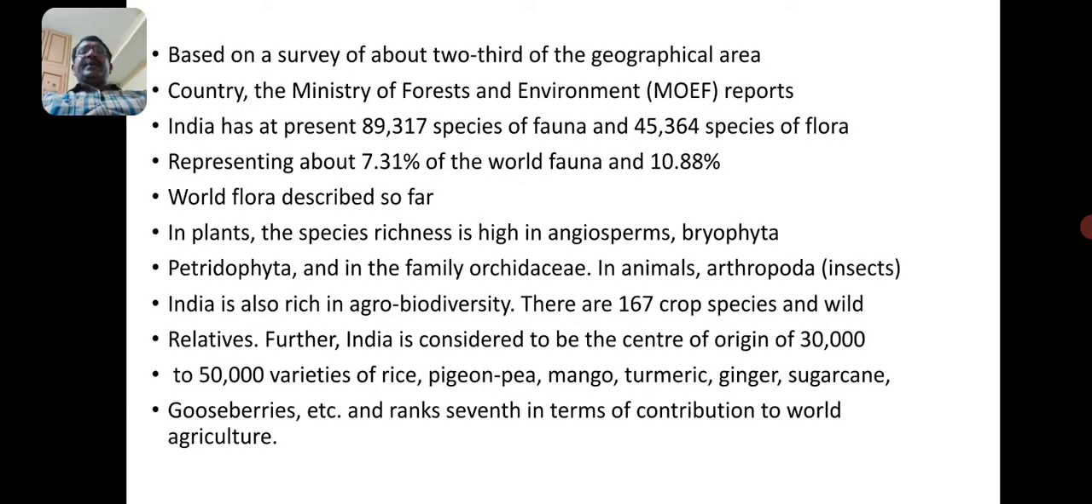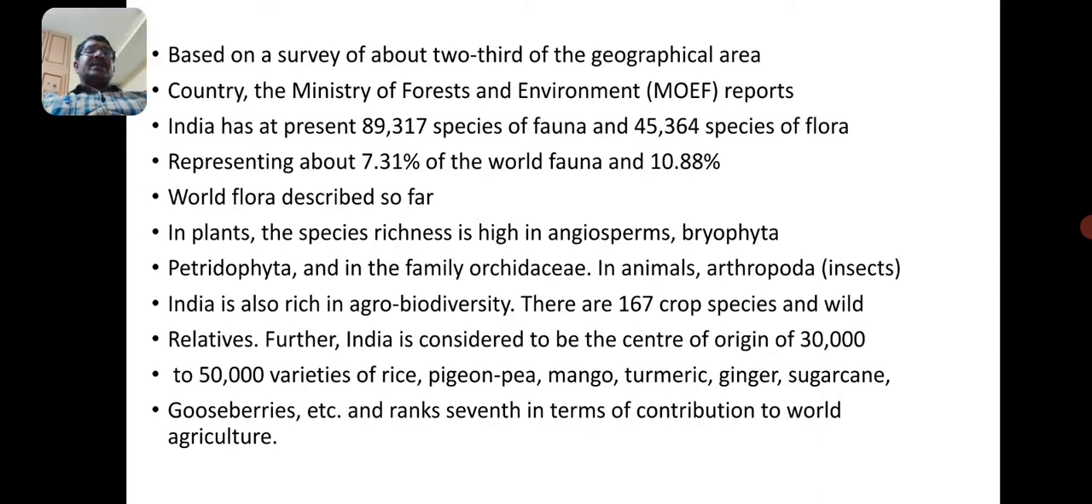Based on the survey, covering about two thirds of the geographical area of the country, the Ministry of Environment and Forests reports 89,317 species of fauna and 45,316 species of flora, representing about 7.31% of the world fauna and 10.88% of the world flora described. In plant species, richness is high in angiosperms, bryophytes, pteridophytes, and the family Orchidaceae, and among animals, in Arthropoda. India is also rich in agrobiodiversity.